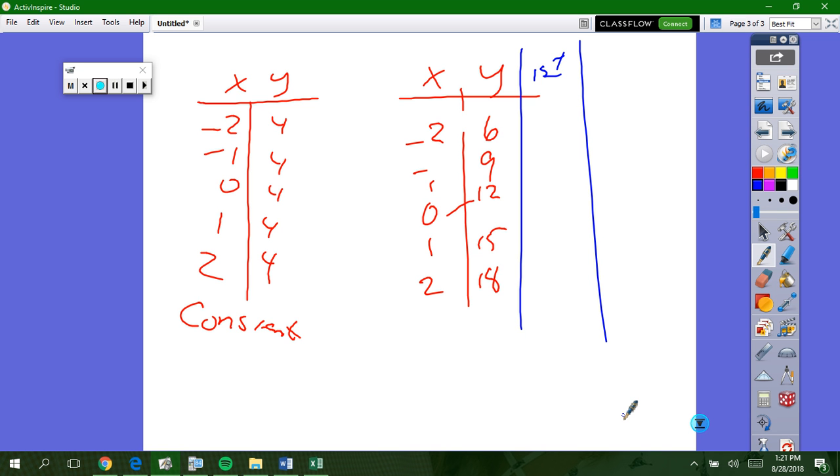Okay? How does 6 get to 9? We went up 3. How does 9 get to 12? Oops, not 13. We added 3, right? What happens if our first difference is constant? Do you remember what this is? This is a linear equation, isn't it? Remember, because it has a constant slope.